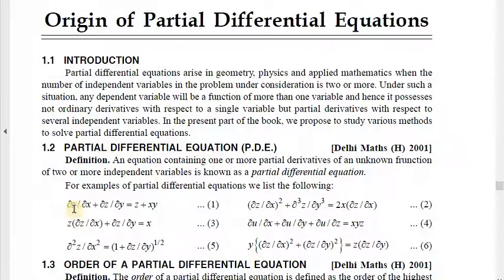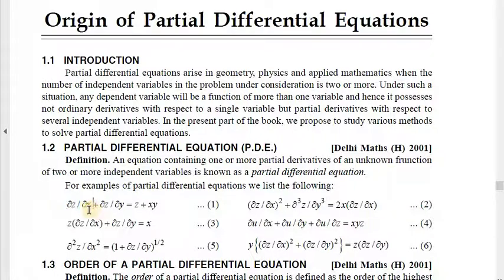These are a few examples. You see del z by del x, del z by del y. These are the partial derivative of z with respect to x and the partial derivative of z with respect to y, equal to z plus xy. So this is a dependent variable here, and this is also a differential equation. Whenever you differentiate a variable once, we call it a first order partial derivative. If you differentiate 2 times, we call it a second order partial derivative. You see this quantity.